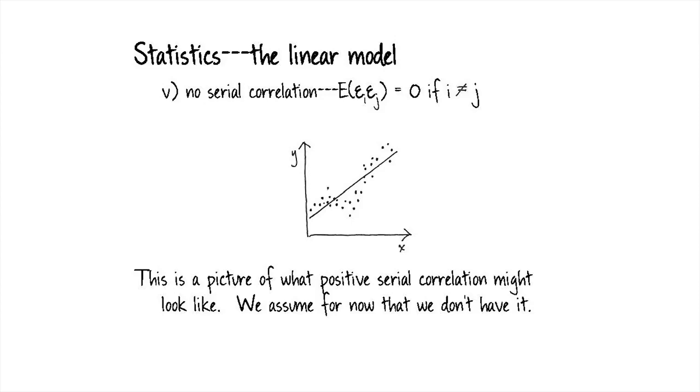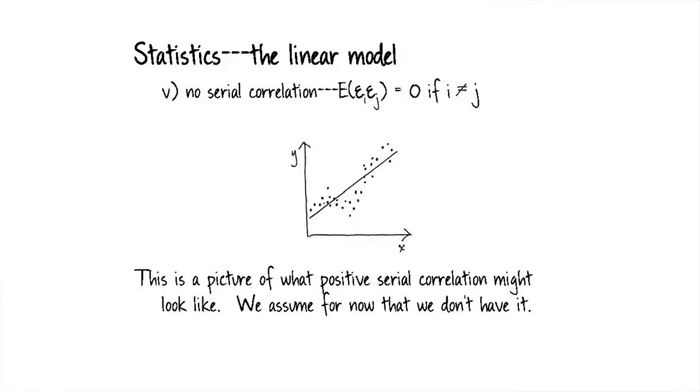Then the fifth assumption is that we have no serial correlation. That means, in other words, that the errors are not correlated if they're associated with different observations. A stronger way of saying this is that the errors are independent across observations. We don't need to impose that. We're just going to say that they're uncorrelated.